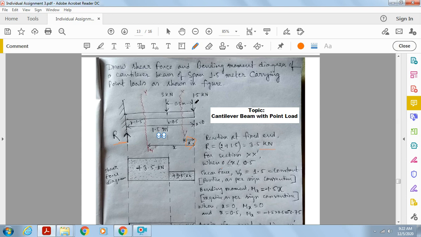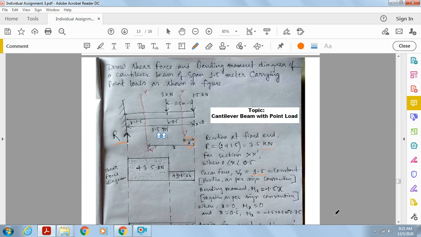With respect to this x dash axis, at the right hand side we see that the 1.5 kilonewton force is acting vertically downward. As per the sign convention, this downward force will be considered positive. So shear force Vx equals 1.5, that is constant. The corresponding bending moment will be 1.5 x, at a distance x. But there will be a negative sign due to the sign convention of bending moment, so minus 1.5 x.